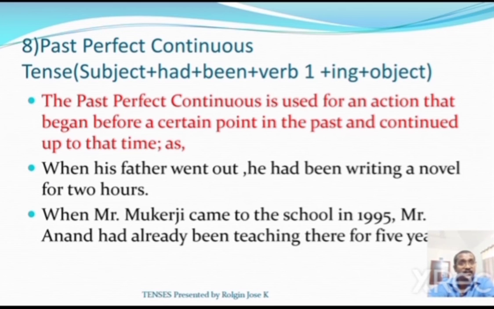Coming to the various uses. The past perfect continuous is used for an action that began before a certain point in the past and continued up to that time. When his father went out, he had been writing a novel for 2 hours. What does it mean? His writing the novel for 2 hours came to an end when his father went out. That's the meaning: an activity had been going on in the past, and that continuous activity came to an end at a time in the past itself.